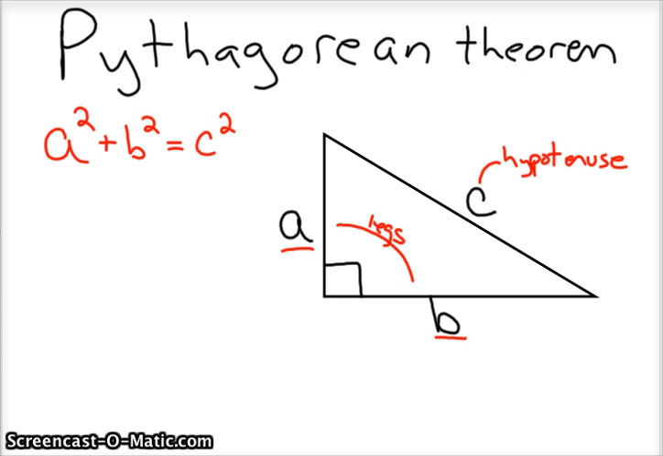And we're going to use this formula and use it to death. You will have this memorized, I guarantee you, by April, and maybe sooner. So a squared plus b squared is equal to c squared.